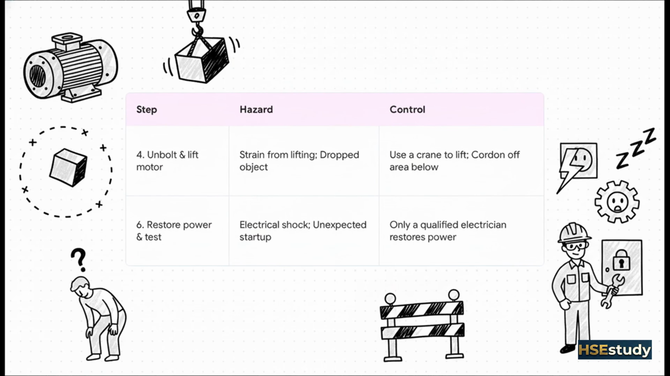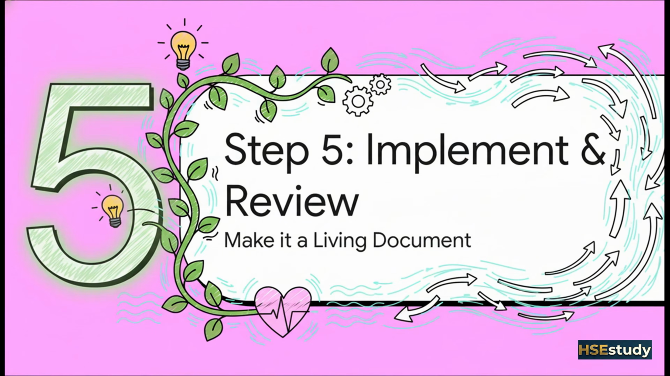So let's bring it all together with our motor example. For step 4, unbolt and lift the motor, what are the hazards? Well, there's a strain injury from lifting something so heavy, and of course, the risk of dropping it. So what are the controls? We use an engineering control, a crane to do the heavy lifting, and an administrative control, roping off the area underneath. See how specific that is? We're not just saying, be careful. Then for step 6, restore power, the hazards are electrical shock and the machine starting up unexpectedly. The controls are administrative, make sure only a qualified electrician does the work and clear everyone out of the area first.